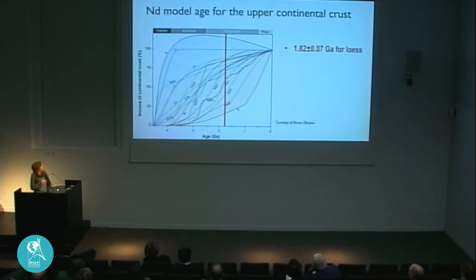there. This is the new models suggested by Bruno Dhuime, by Chris Hawkesworth, by actually quite a lot of people, saying that half of the crust was created 3 billion years ago. Then the model age should be 3 billion years, because the model age is the average. So if you have a model age of 3 billion, it means that half of the crust was created before and half of the crust was created after.